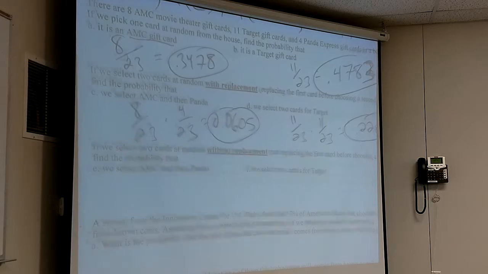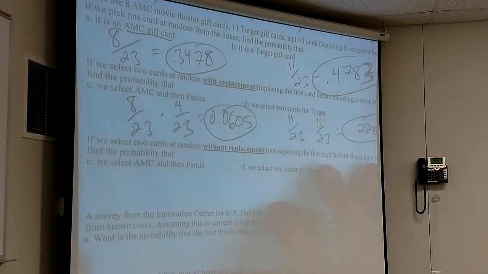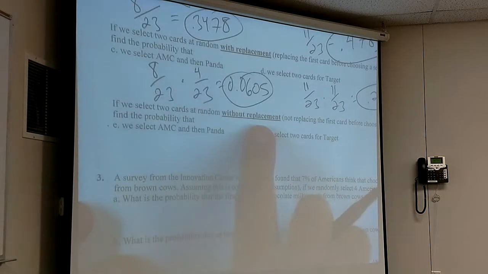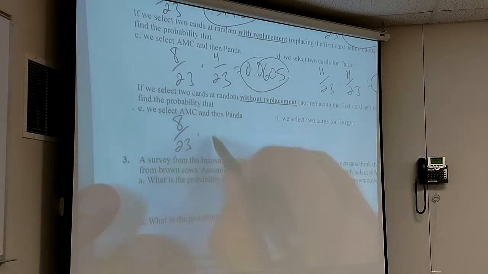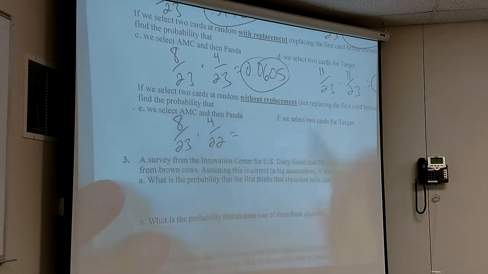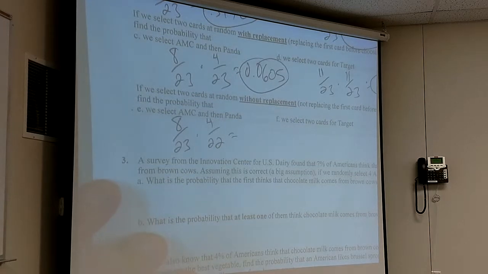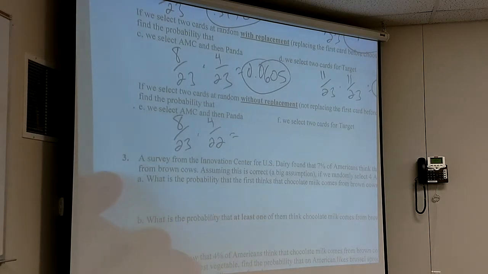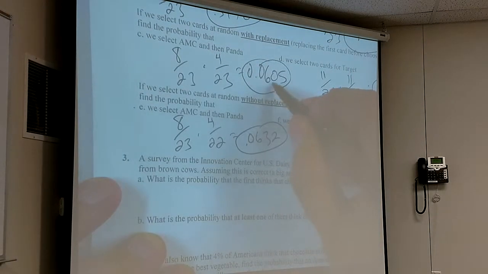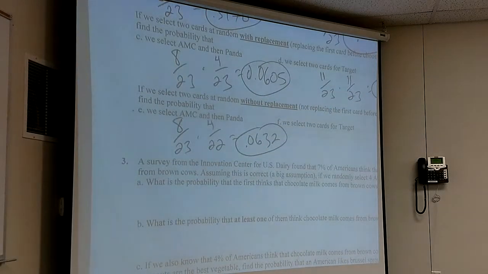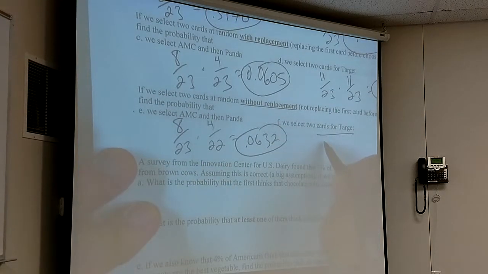Okay, I like it. And I always do this. I ask you the same questions without replacement. So it's basically going to be the same thing. What's going to change on the next one, though? Denominator. Yeah, I still have all 4 Panda cards, but I got 1 less card. And that's 0.0632. So you can already see how little that changed. Yeah. 2 cards for Target. What would happen now? 11 out of 23 for the first one.